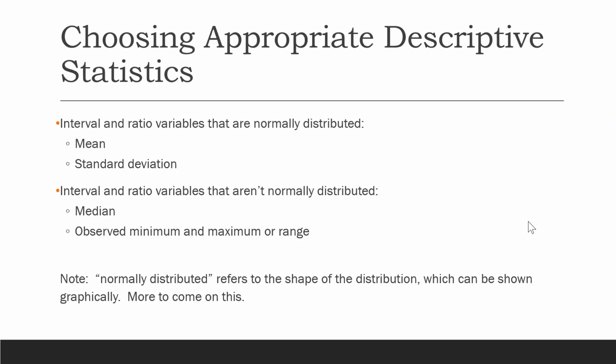And then for your interval and ratio variables, it's going to depend on how your variables are distributed. Now, I'm going to use a term here that we're going to get to later before the end of this week. But if your interval and ratio variables are normally distributed, we're going to want to report the mean and the standard deviation. And if they're not normally distributed, we're going to report the median and the minimum and maximum values, or the range, right? Normally distributed refers to the shape of the distribution and some other characteristics of that distribution. There's more to come on this.